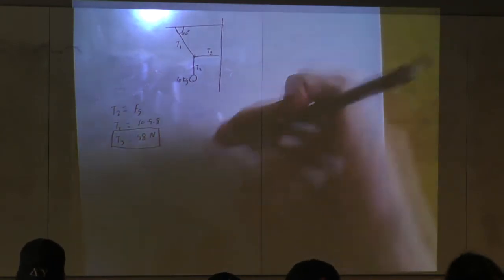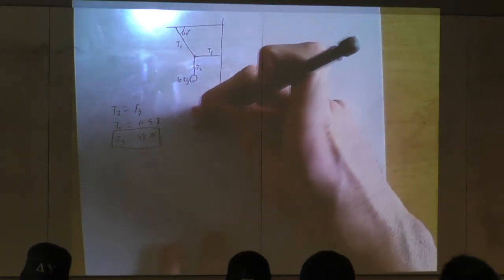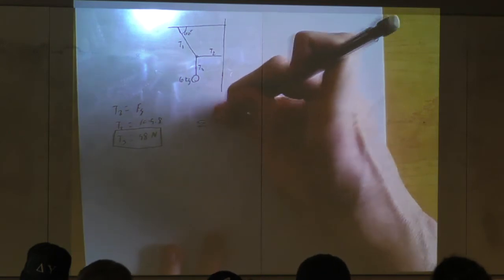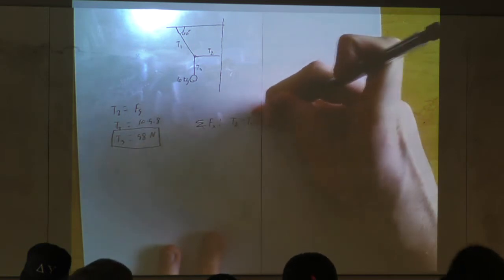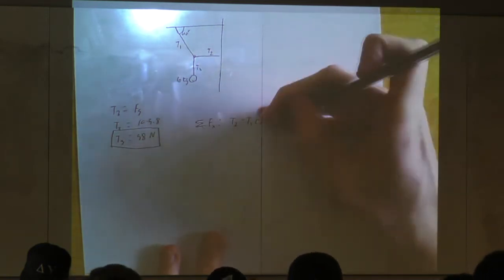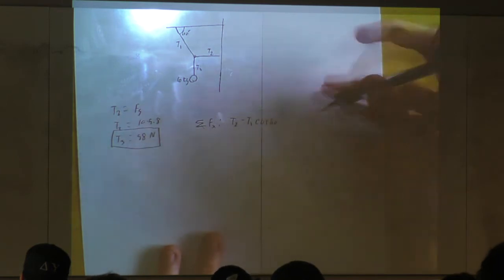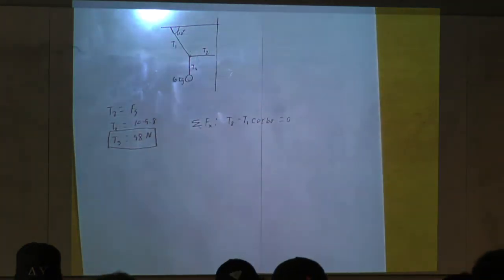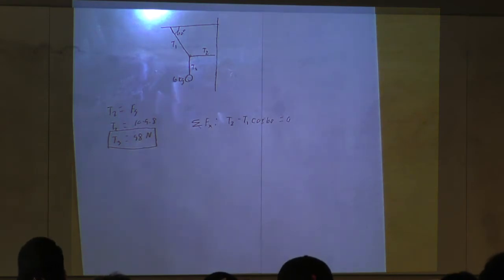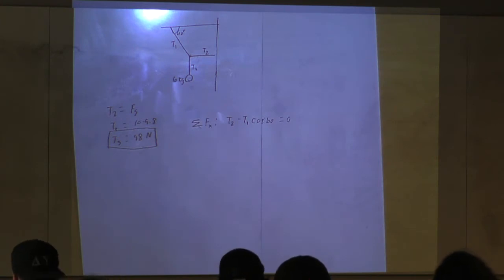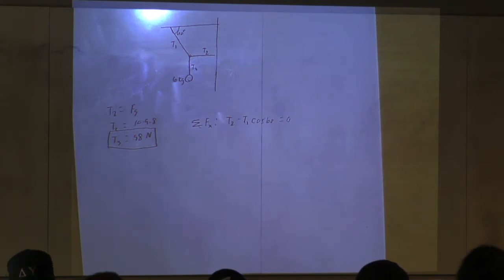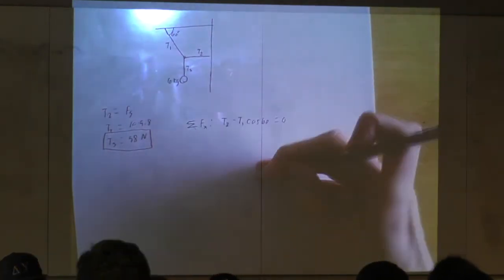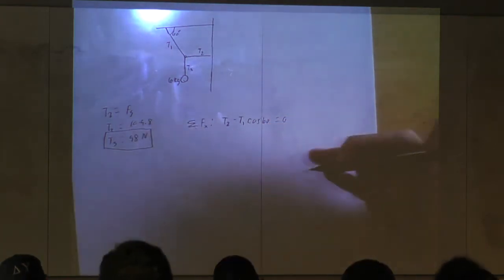Now, when we do our sum of forces in X and Y, the really only main difference in this one is that since T2 is completely horizontal, it means that in the X direction, it's going to be having its entire force, so there's going to be no component of it. And then in the Y direction, it'll be 0.